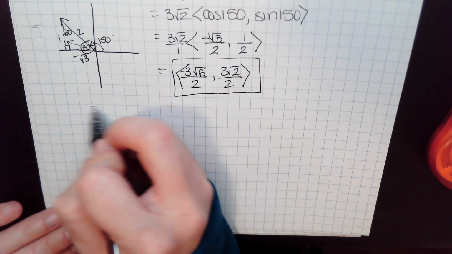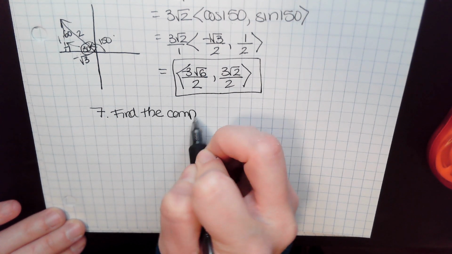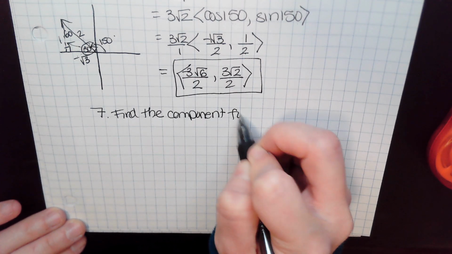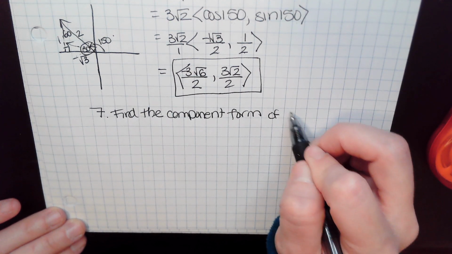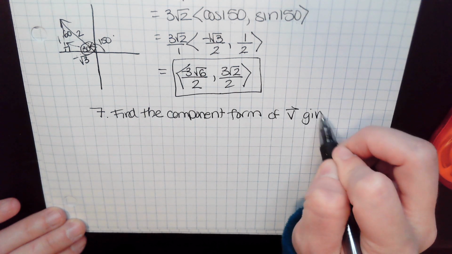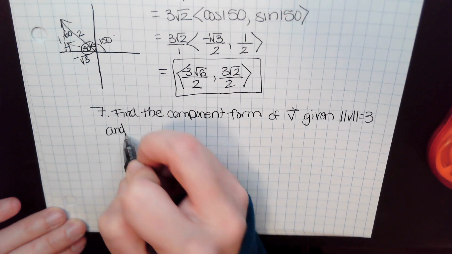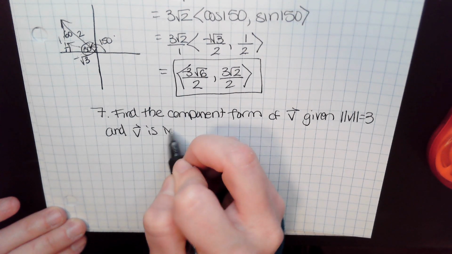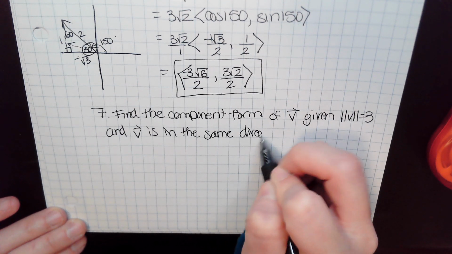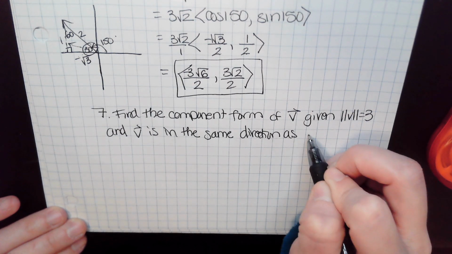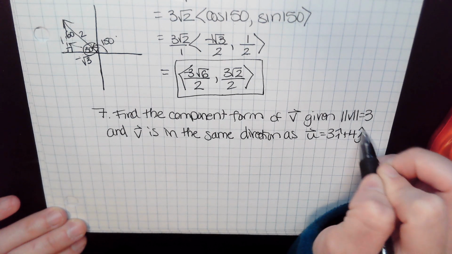All right, and number 7. Find the component form, so that means angled brackets with a comma, of vector v, given the magnitude is 3, and v is in the same direction as vector u, which is 3i plus 4j.